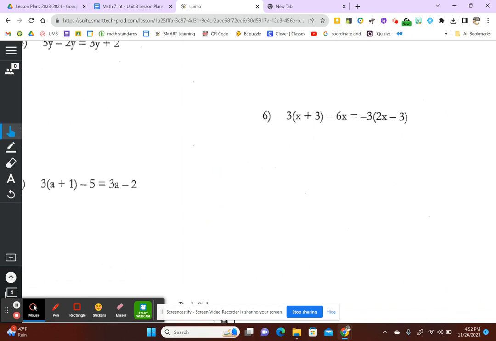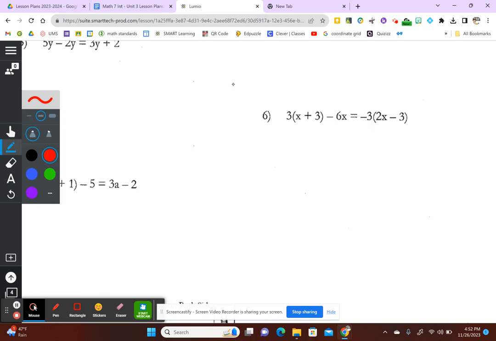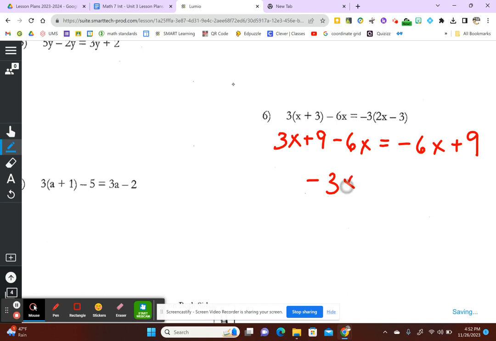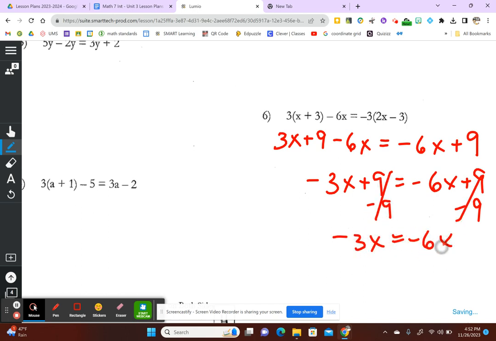So let's try number 6. Again, you stop the video, you do it on your own. We get 3x plus 9 minus 6x equals negative 6x plus 9. So this becomes negative 3x plus 9 equals negative 6x plus 9. I subtract 9 from both sides. Negative 3x equals negative 6x. I'm not going to get fooled. I still have an x. I'm not going to talk about the truth value.